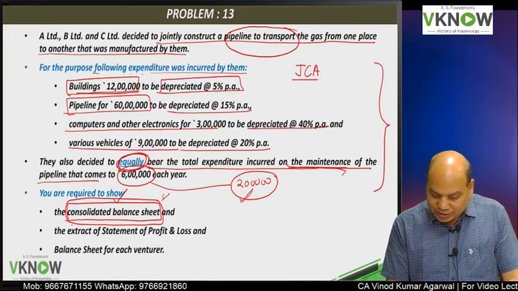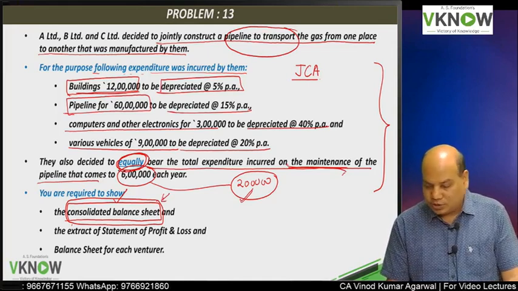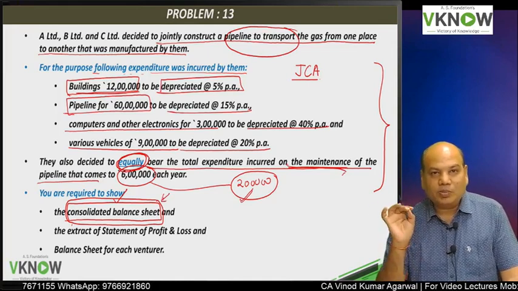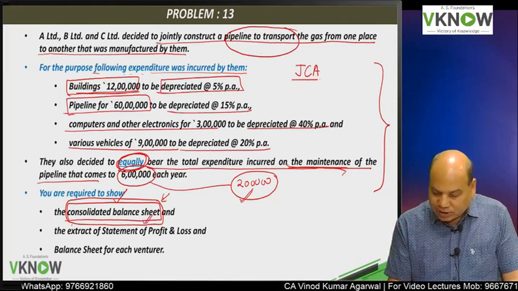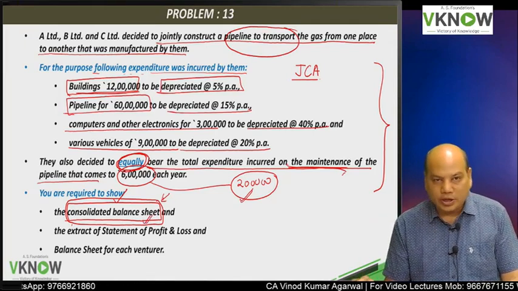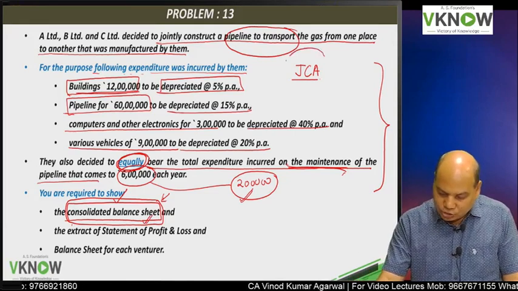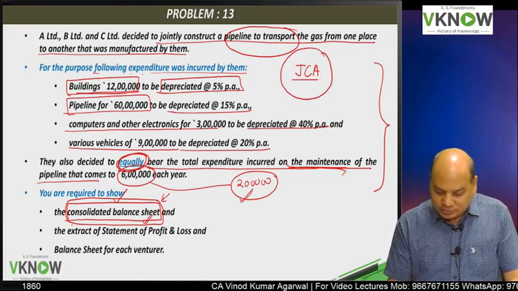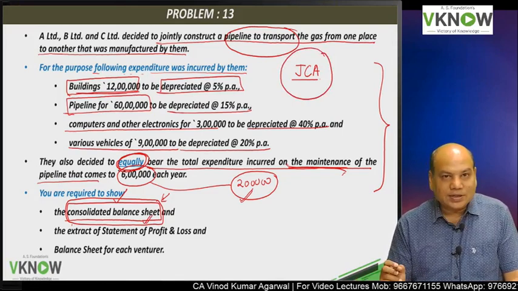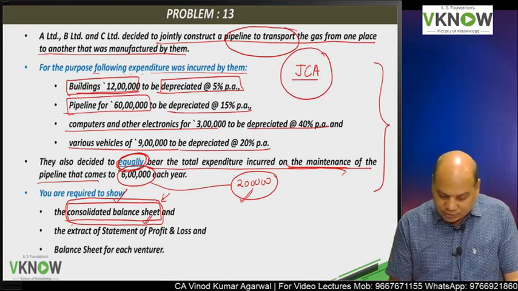So this question itself is wrong, or they could have simply written memorandum consolidated balance sheet, because there is no balance sheet as such of the joint venture. It is a jointly controlled asset, no new entity is created. Still, whatever assets are there, we will write it.